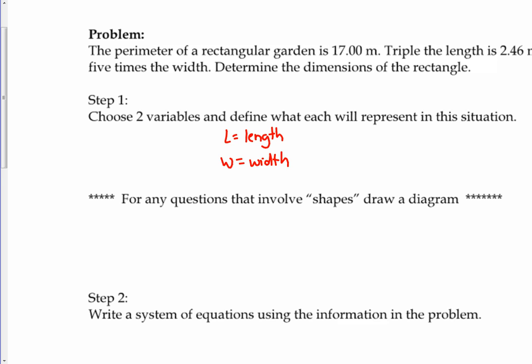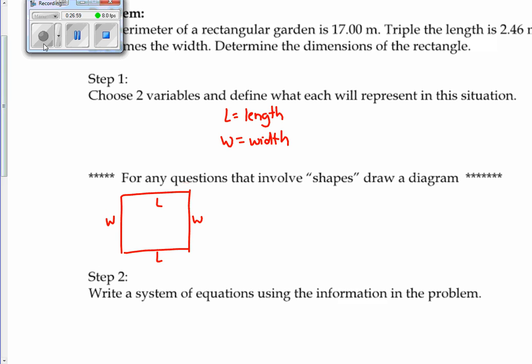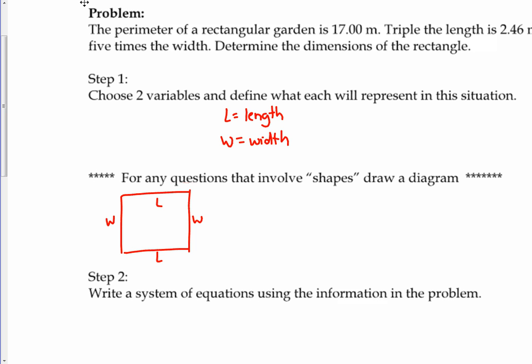It's very helpful if you draw a diagram. Okay, where is the first equation going to come from? The perimeter of a rectangle is 17 meters. Is that an equation? What is the equation?